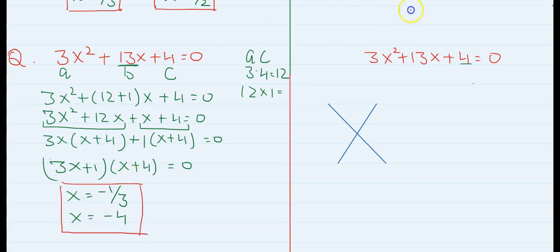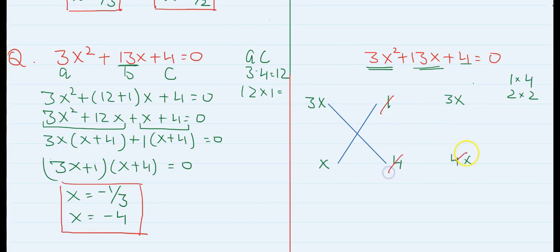Now there's another method. It's also a factor method, but it's a bit easier. Let's solve it. This is 3x squared. So we can write 3x squared as 3x multiplied by x. And the factors of 4 will be 1 multiplied by 4, or 2 multiplied by 2. Let's take 1 and 4. 3 times 1 is 3x, and 4 times x is 4x. 3 plus 4 is 7, but we need 13 here. So let's change the positions.